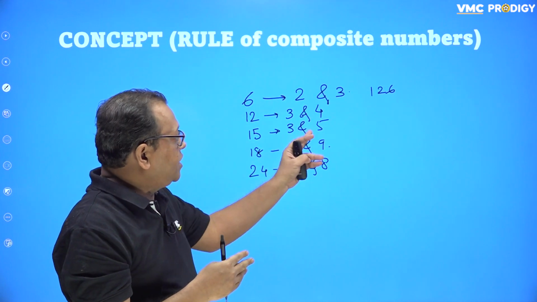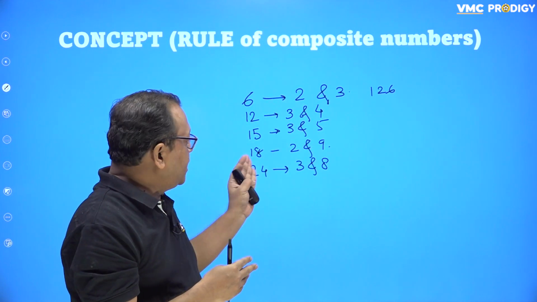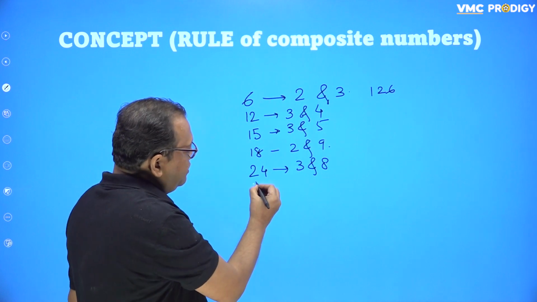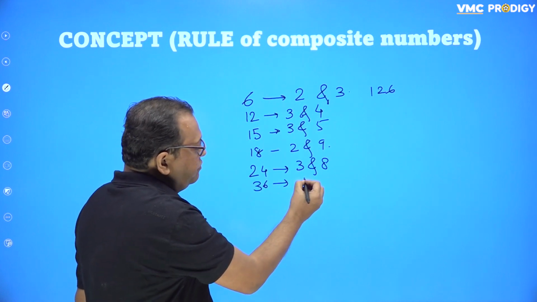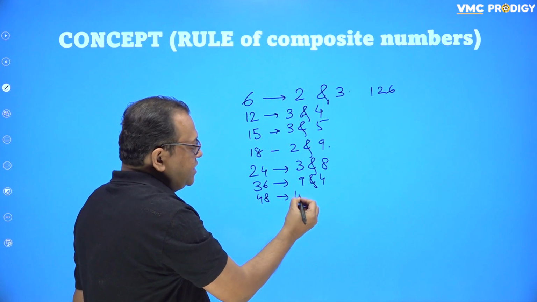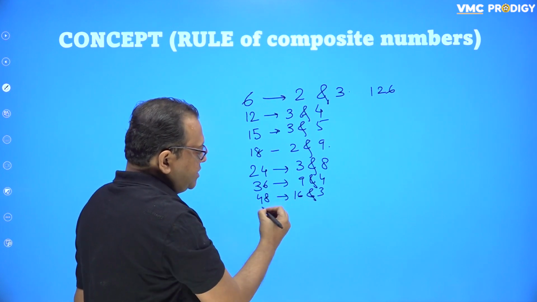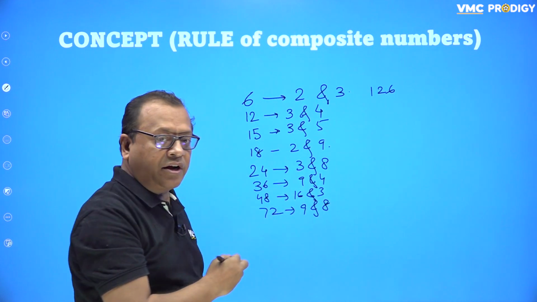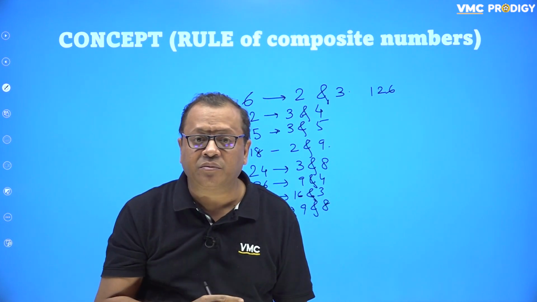Right? For 15, we take 3 and 5, which are co-prime. For 18, we take 2 and 9 because 2 and 9 are co-prime to each other. Similarly, for 36, it is 9 and 4. For 48, we take 16 and 3. For 72, we take 9 and 8. In this way, we can continue writing the rules of all composite numbers.